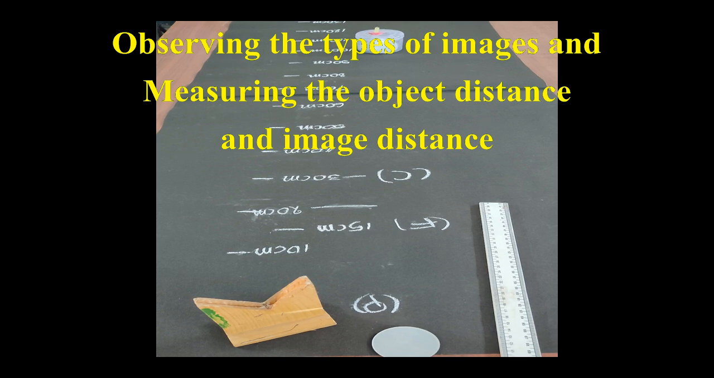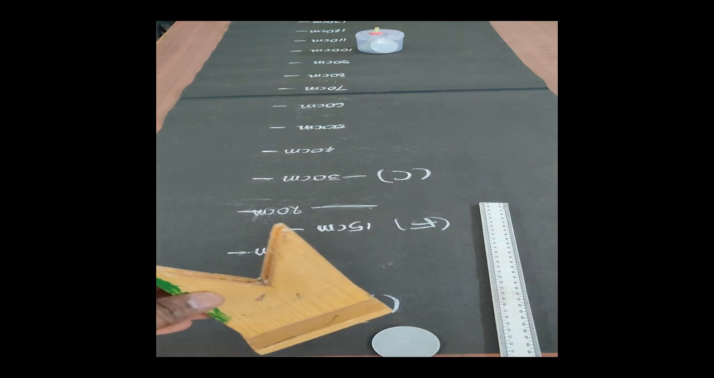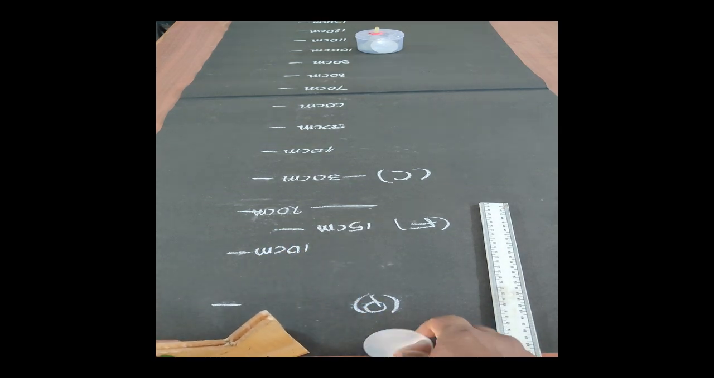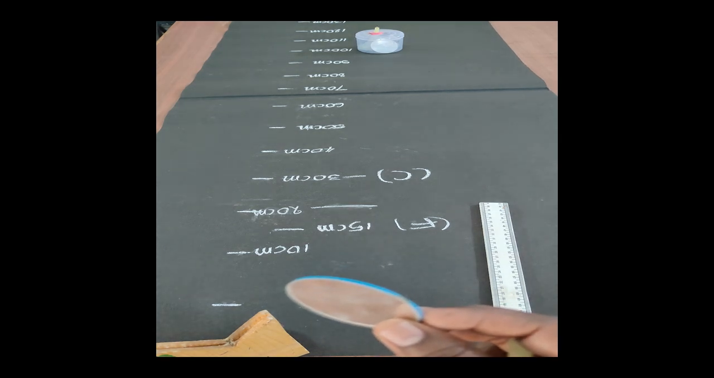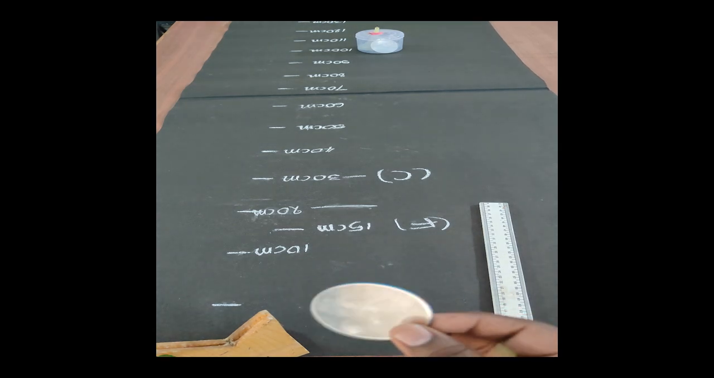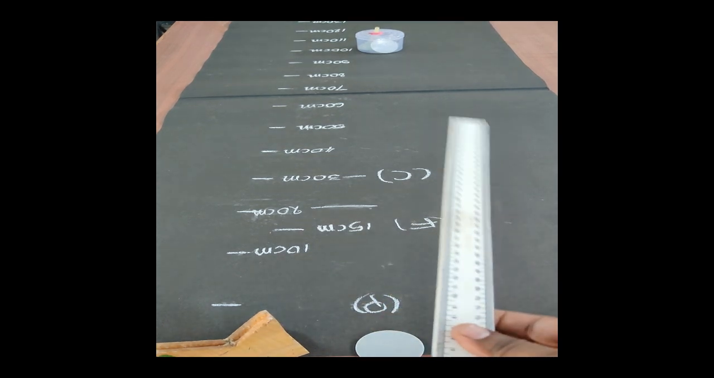Today's activity is observing the types of images and measuring the object distance and image distance from the mirror. To do this activity, the materials required are a V stand, a concave mirror whose focal length is 15 centimeters, a candle and a scale.